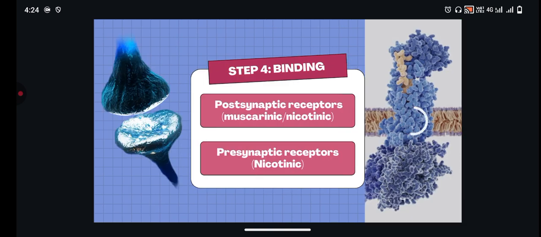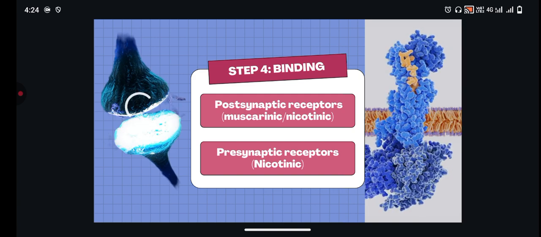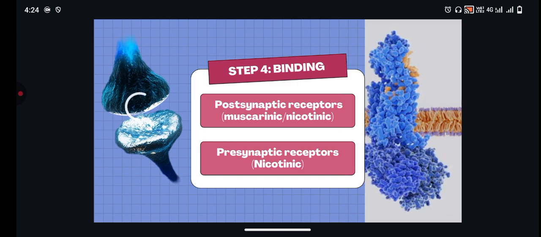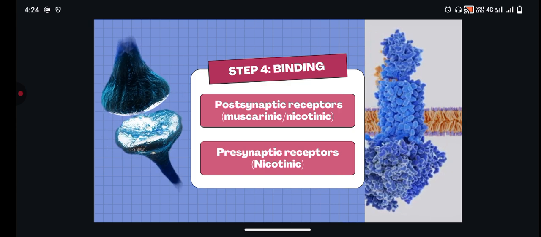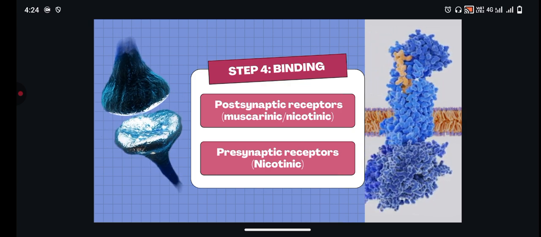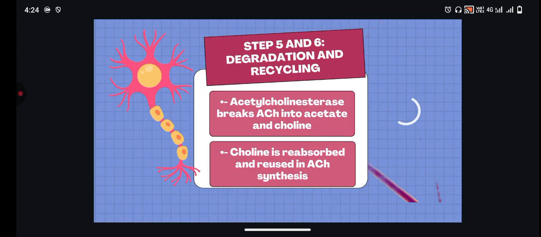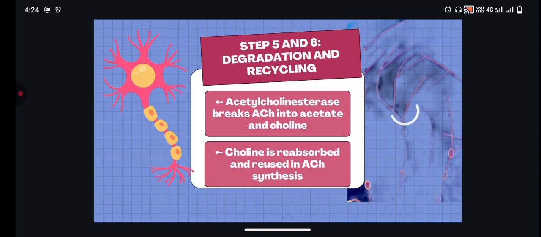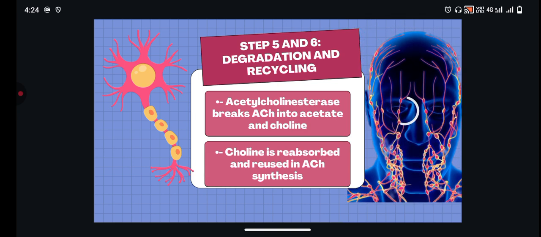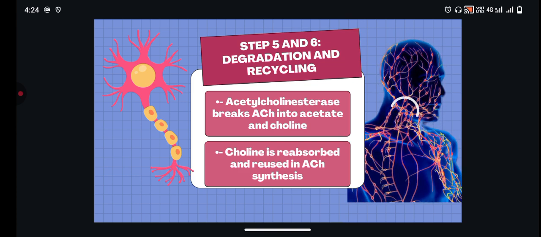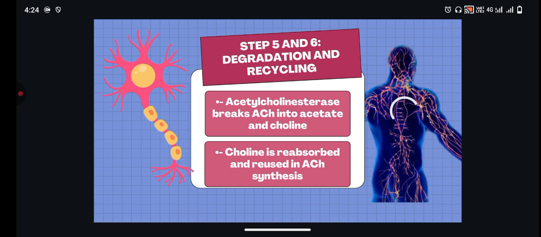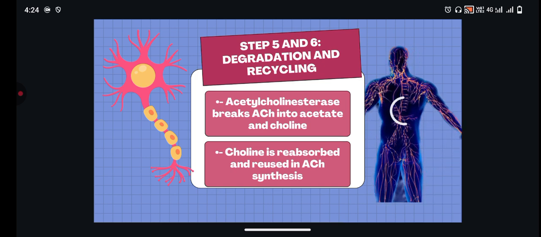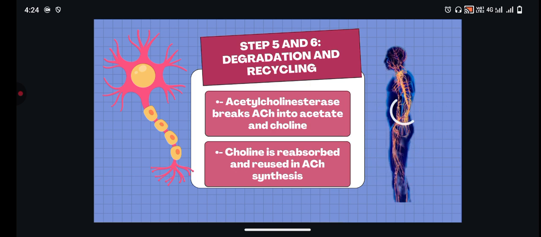After that, we have to discuss the binding phenomenon, in which acetylcholine binds with its nicotinic or muscarinic receptors. So they are going to stimulate muscarinic or nicotinic receptors accordingly, wherever the site is. Fifth step is degradation and recycling. Acetylcholinesterase is an enzyme which breaks acetylcholine into acetyl or acetate group and choline. So choline is reabsorbed and reutilized to get acetylcholine again.